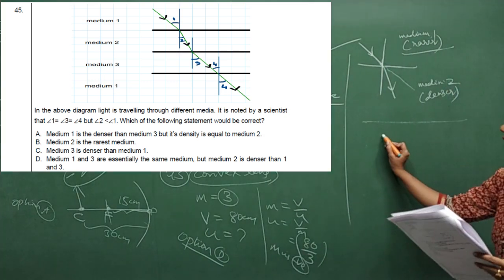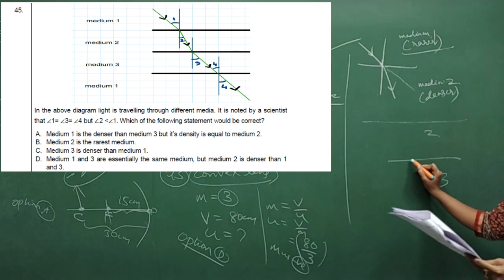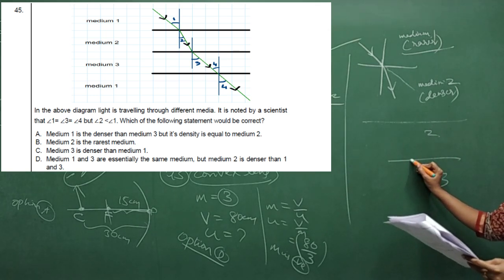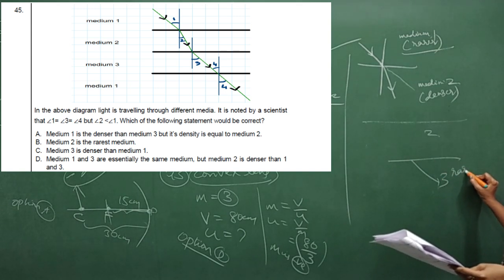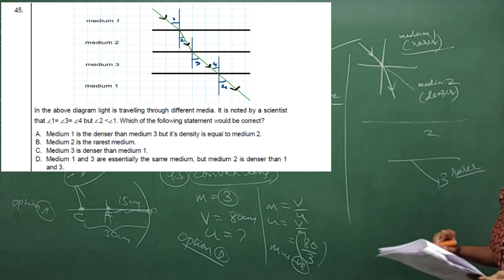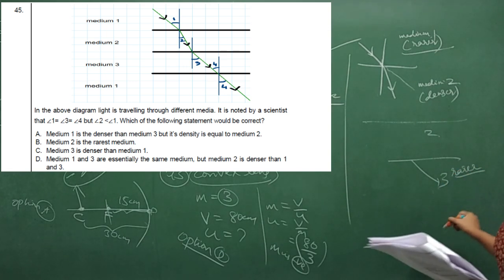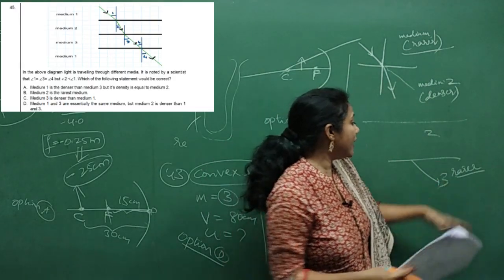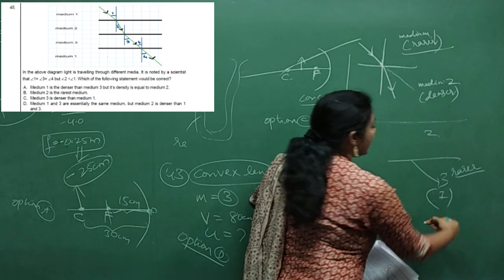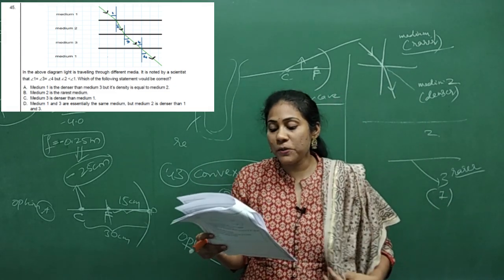And from medium 2 to medium 3, you can observe the ray has moved away from the normal in medium 3. That means medium 3 is actually a rarer medium. And from medium 3, there was no refraction at all. That means medium 3 is similar to medium 1 only. So with this information, you can select the option here.